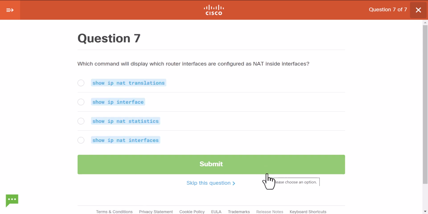Which command will display which router interfaces are configured as NAT inside interfaces? This will be the show ip nat statistics command. Okay. Show ip nat translations just shows the translation table. Show ip interface command very verbosely shows all the basic information regarding IP protocol on all the interfaces. And show ip nat interfaces command, I do not believe this is a real one. I think it's a bogus command. So show ip nat statistics is the answer.